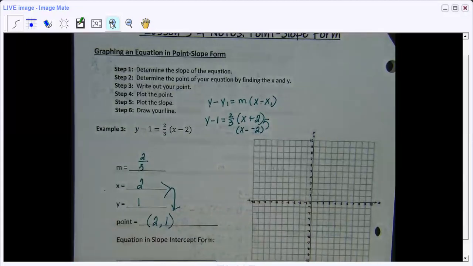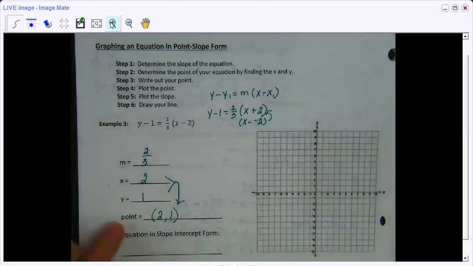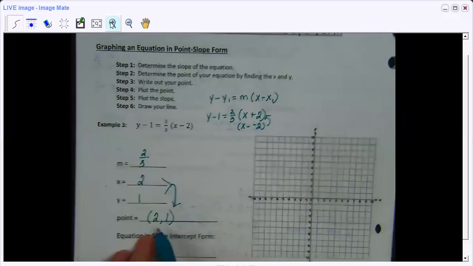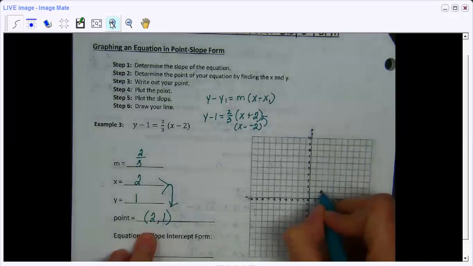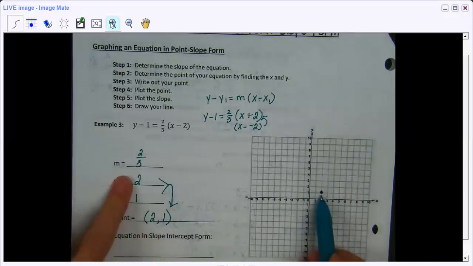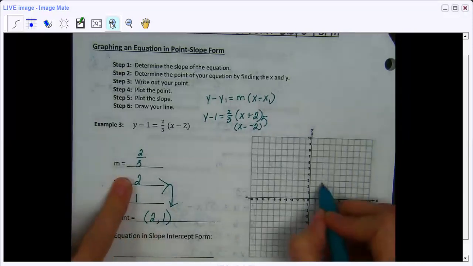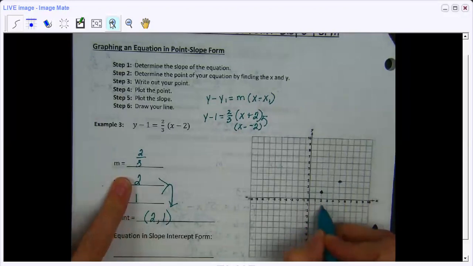Now, we don't have to do anything with this. We don't have to turn this into slope-intercept form if we don't want to. All we have to do is plot our point and then graph our slope. So I could plot a point at (2, 1). And from there, I can graph a slope of rise 2, run 3. Okay. And then draw my line.